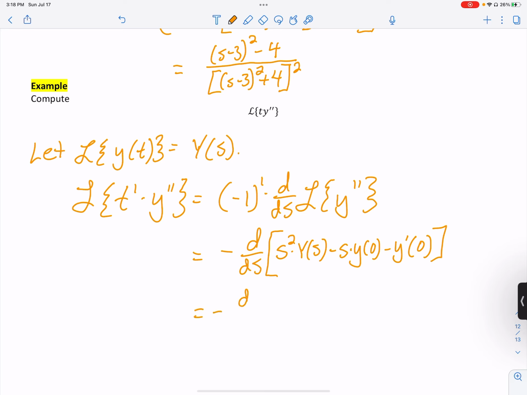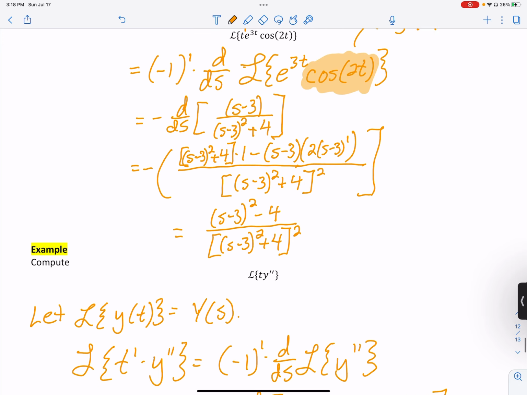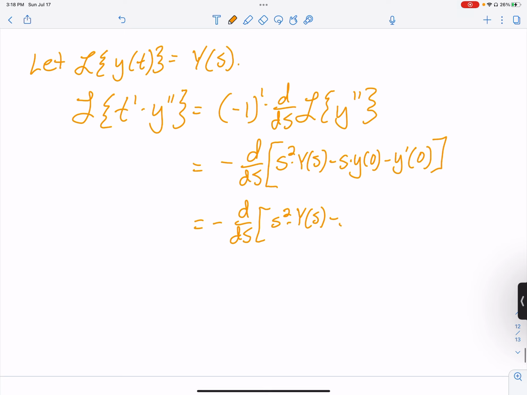So we get negative d/ds. I'm going to go ahead and simplify everything in here. s squared times Y of s minus what was y of 0? Oh, we don't have it, so I'm just going to leave it. I guess we didn't need to write it again then, so I'm going to erase that. I apologize. We're going to take the derivative now.